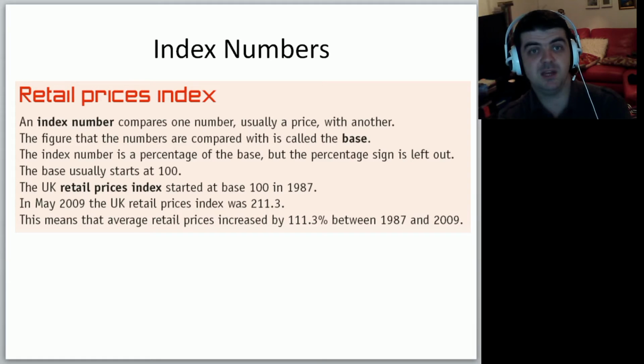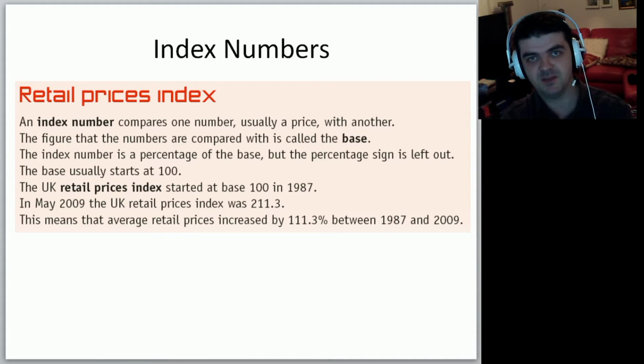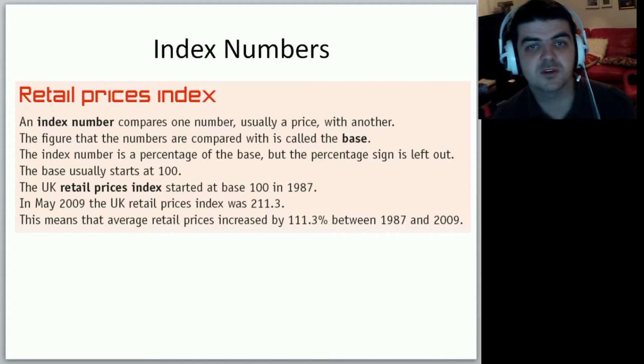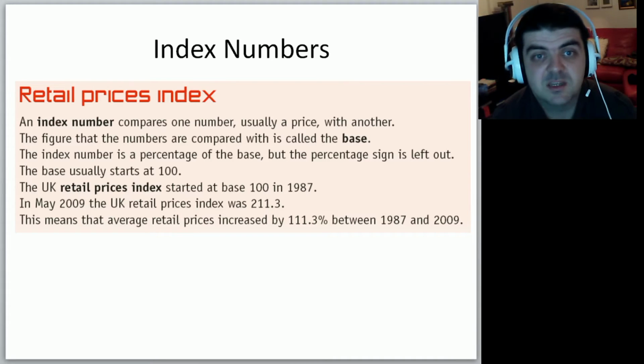Or it could be an average price. So over the last 50 years of data, the average temperature in Belfast or Lisburn in June 2013 was this. We would compare all other temperatures to that base number, or base index number. As it says in the notes, an index number compares one number, usually a price, with another one. The figure that numbers are compared with is called the base, and the index number is a percentage of the base, but the percentage sign is left out.